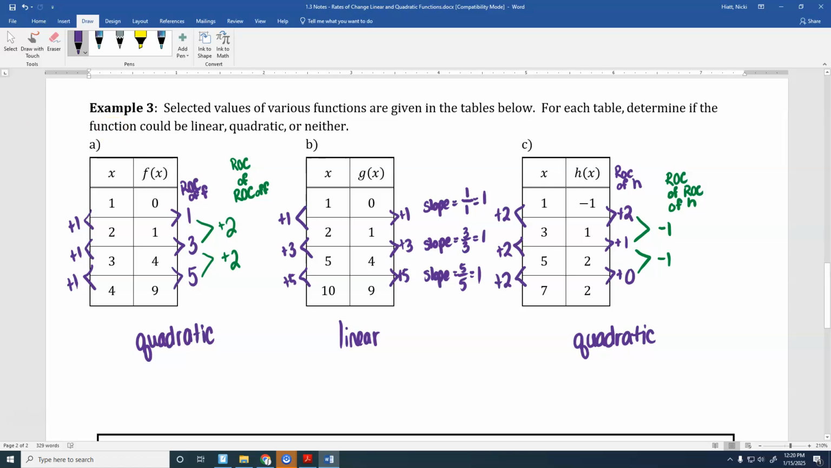It doesn't look linear in the beginning because 1, 3, and 5 are not the same numbers, but if you consider that x is not changing at the same rate, then it is linear. Okay?